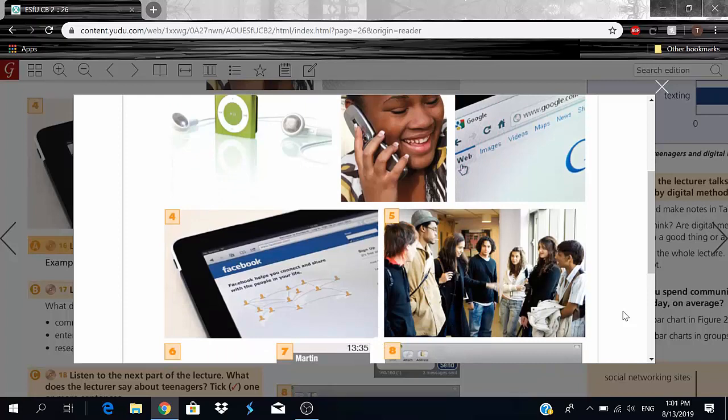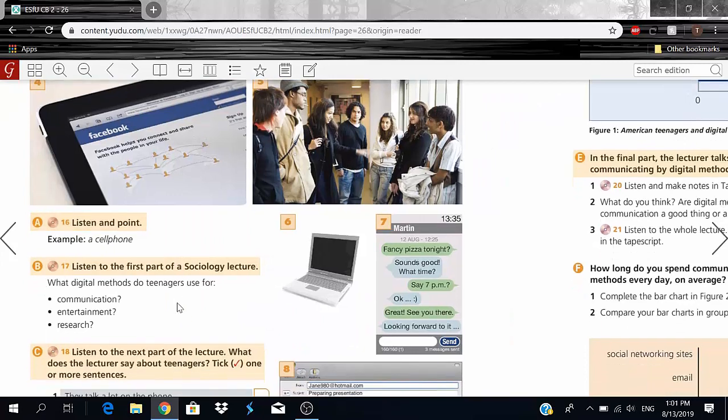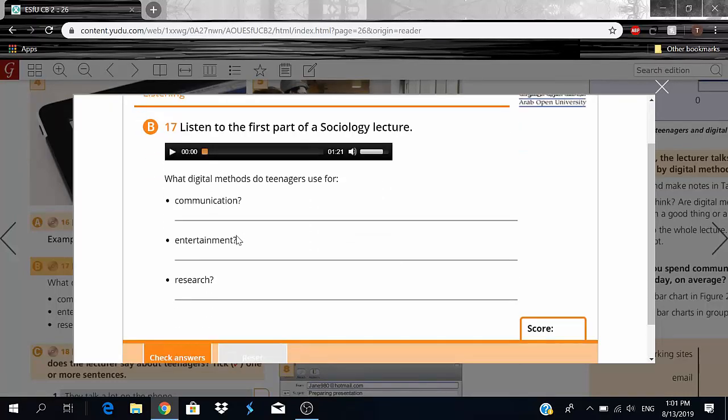Alright, pretty straightforward stuff. Easy. Now let's move on to exercise B. Listen to the first part of a sociology lecture. So here we have, what digital methods do teenagers use? We're going to have the answers through the audio. I'm going to play it once first, and then I'm going to play it again while I write down the answers. Okay? So here you go, you guys.